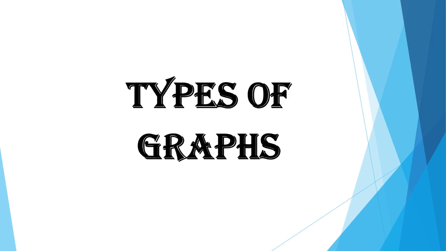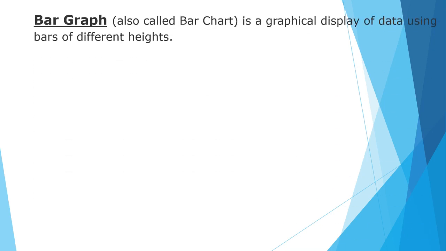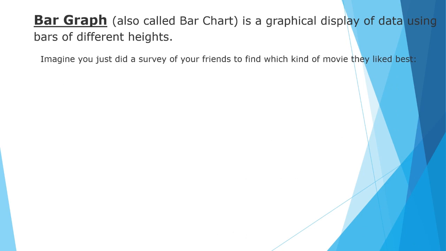In this video, we will discuss the different types of graphs. The first graph is the bar graph. It is a graphical display of data using bars of different heights. Let's say, for example, we have a survey among friends to find which kind of movie they like best.